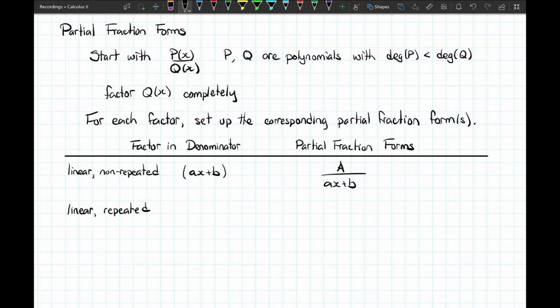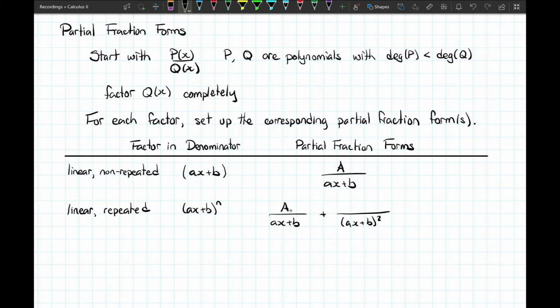Now, if we have a linear factor that is repeated, that would be something of the form (ax + b)^n, for n greater than 1. Well, in that case, we will have to have multiple partial fractions set up. Very similar, we will have a constant over ax + b. But then we can also have fractions involving (ax + b)^2, with another constant on the top.